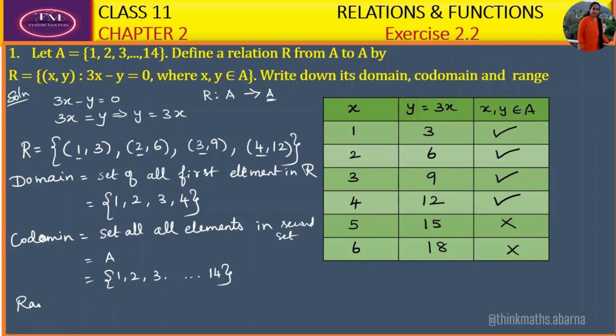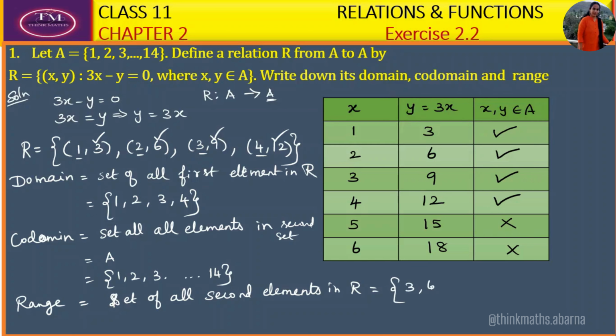Next, range. What do you mean by range? Range is nothing but the set of all second elements in R. So in R, what are the second elements? 3, 6, 9, 12. So we will write range is equal to 3, 6, 9, 12. So this is the range. Okay, understood? Shall we move on to the second question?